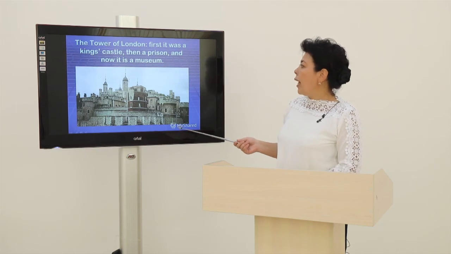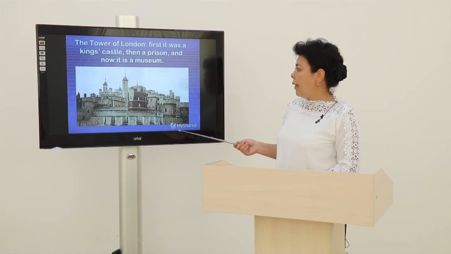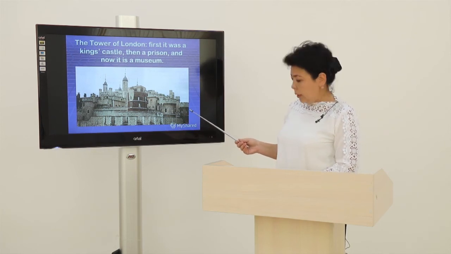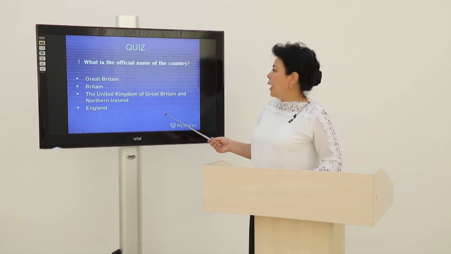The Tower of London. First it was a king's castle, then a prison, and now it's a museum. Before becoming a museum, it was a prison.